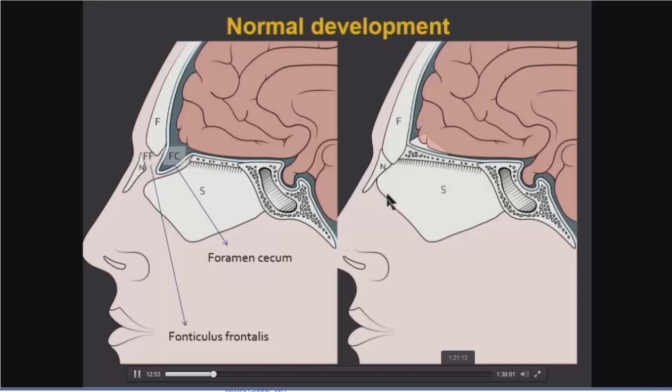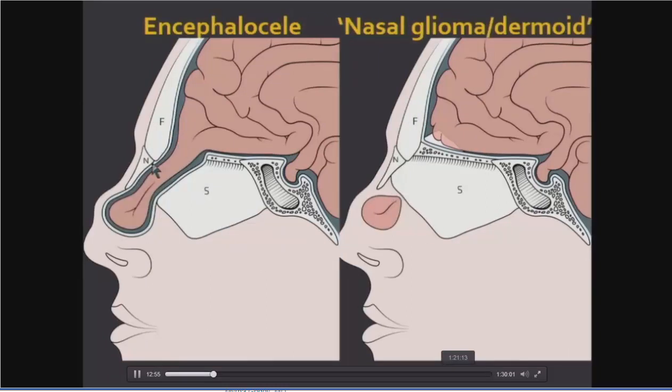But things can go wrong. So as it regresses, the opening might remain open here, the foramen cecum, so portions of the brain or the meninges might herniate, so you have an encephalocele. And even if the dura and the brain retract back, a portion of the dura or brain might get left behind, so you call this a nasal glioma or ectopic brain rest.